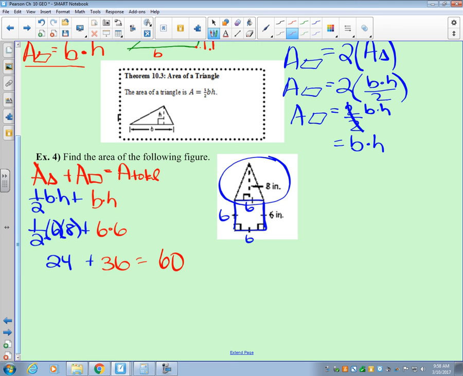And Dylan, help us out. What are our units on this problem? Inches squared. Inches squared. Perfect. Okay.